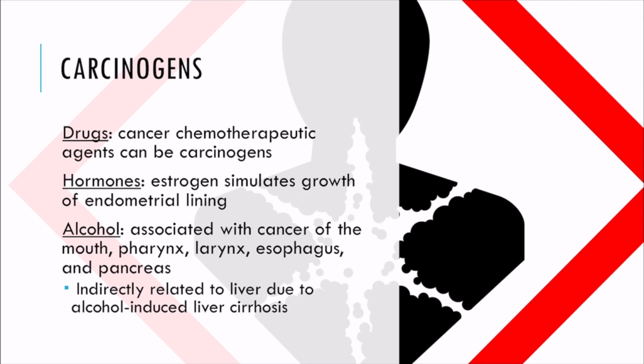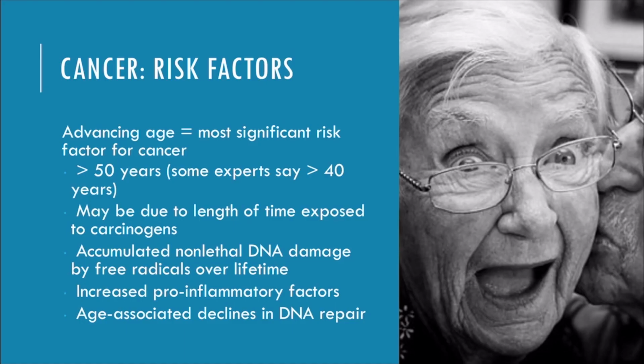There are hormones. Estrogen is a good example of one that typically is involved in too much cell growth. Alcohol is on here. It generally is related to the orifices that interact with the alcohol, but also indirectly, and we'll talk about this in the liver lecture, alcohol abuse can lead to liver cirrhosis, and liver cirrhosis can lead to liver cancer. So that's a little bit more indirect, but it's definitely tied in and very commonly seen.